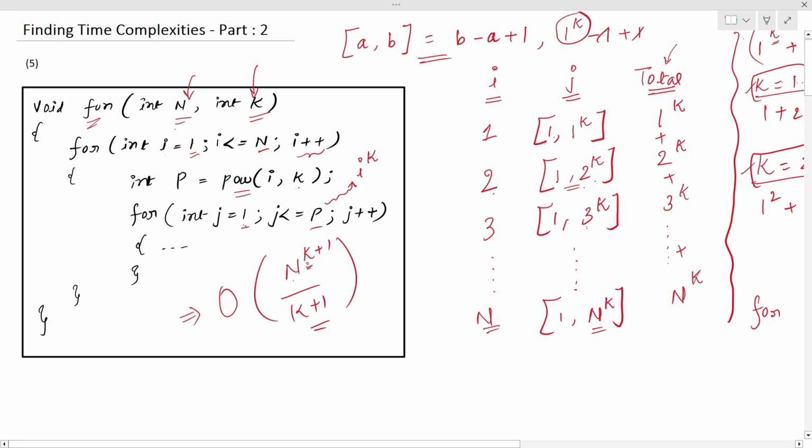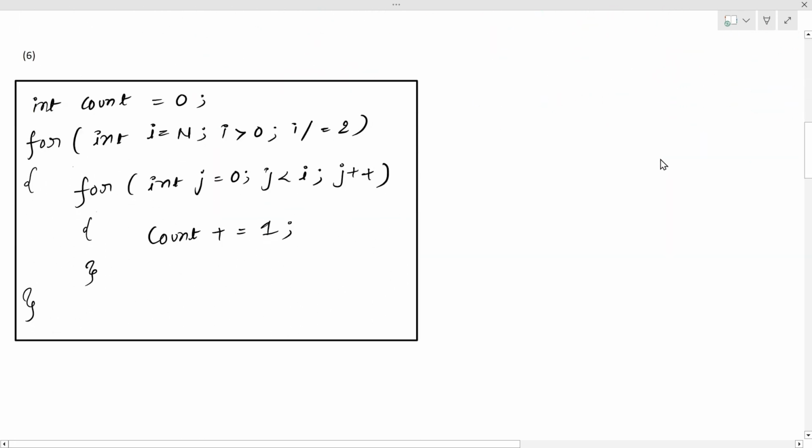Okay, hope you got it, right? So this is the time complexity. Same thing we have done, guys. We have simply taken the i value, j value, and we are finding the total. This total will basically bring you the time complexity.